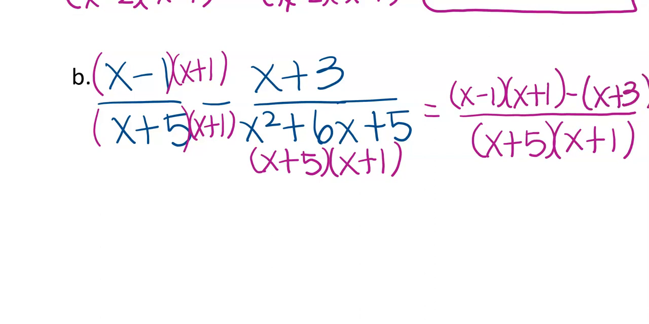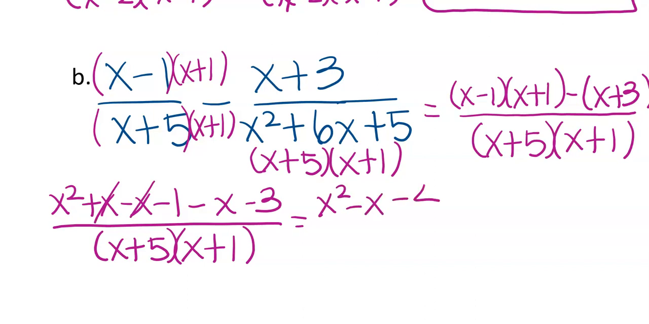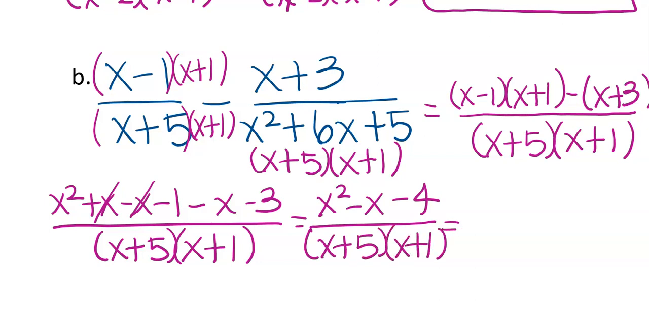So a little simplifying here. X squared plus x minus x, those will cancel. And then we have a minus 1. So we have a negative x and a negative 3. Those are gone. So we are left with x squared minus x minus 4 over x plus 5, x plus 1.